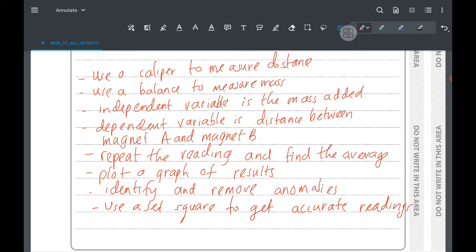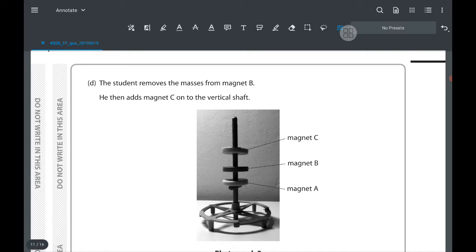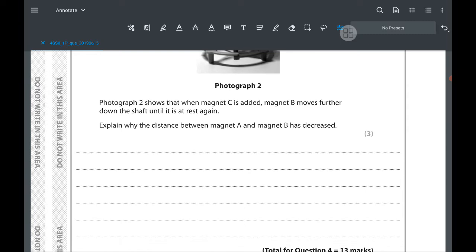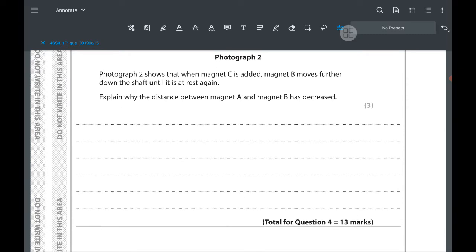Next question. The student removes the masses from magnet B. He then adds magnet C onto the vertical shaft, another magnet. And photograph B shows that when magnet C is added, magnet B moves further down the shaft until it is at rest again. Explain why the distance between magnet A and magnet B has been decreased.